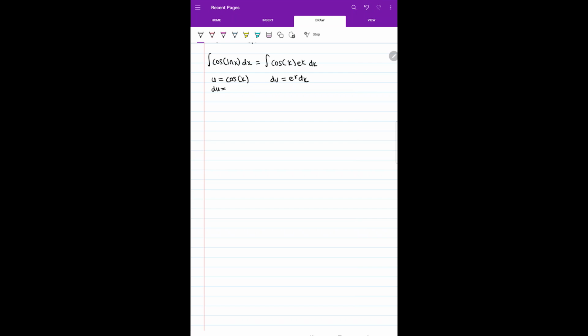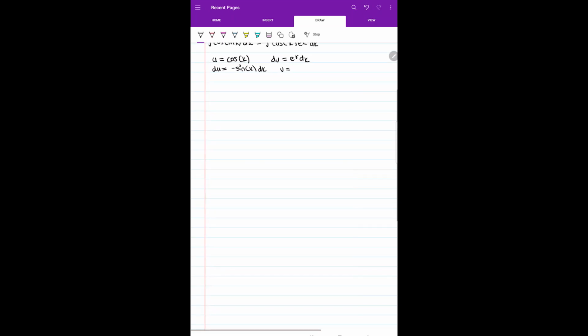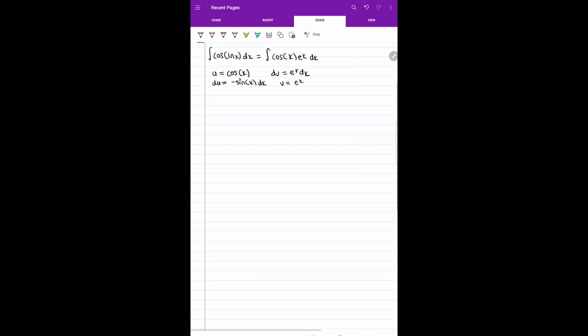Now this means that du is going to be minus sine k dk, and that means that v is going to be e to the k. Now we can apply integration by parts.